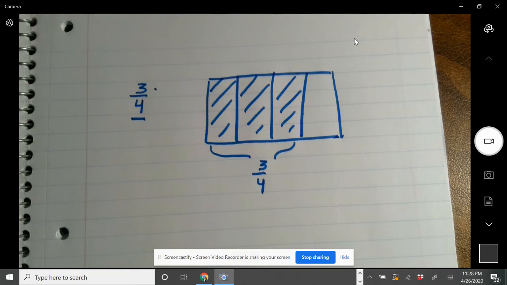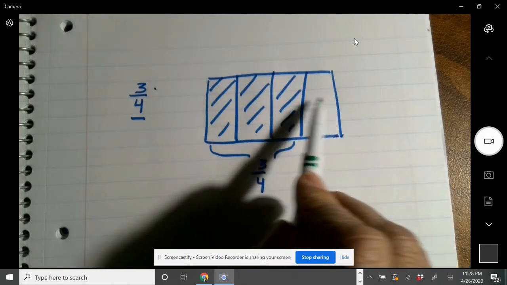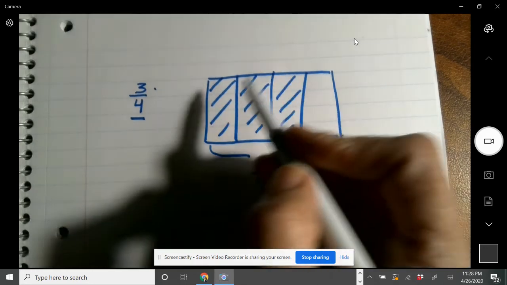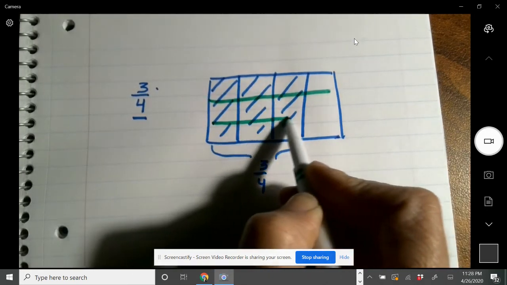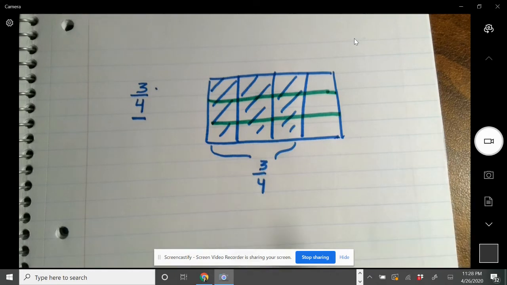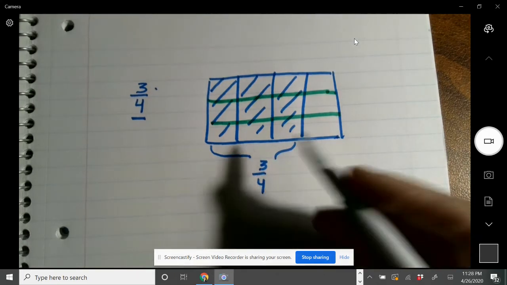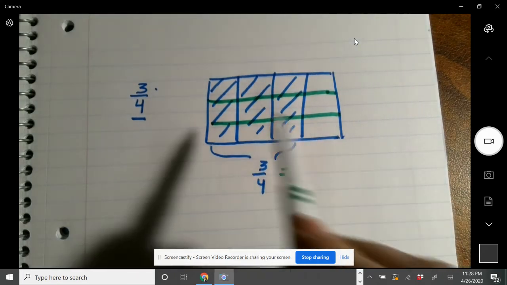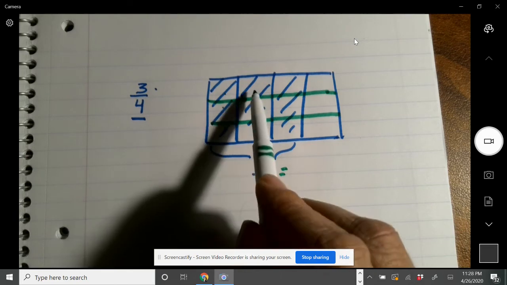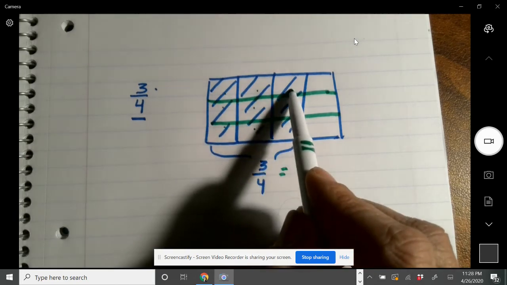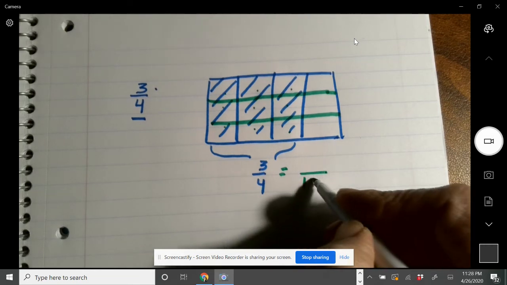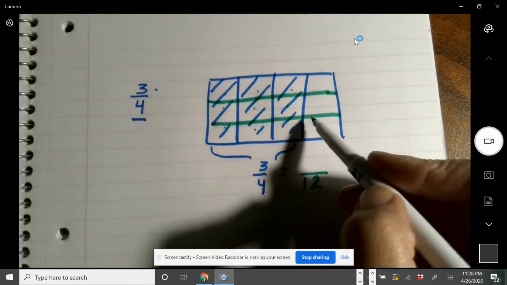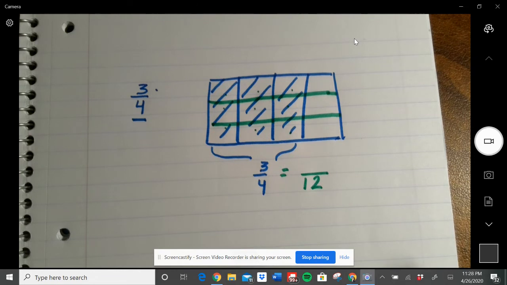Last time we saw that I can just draw one line across. Well, I can also draw 2 lines. And if I draw 2 lines, how many pieces do I have now? I don't have fourths anymore. I have 1, 2, 3, 4, 5, 6, 7, 8, 9, 10, 11, 12. I'm now looking at 12ths. And each tiny little square is worth 1/12. So the size of the pieces are 12ths now.